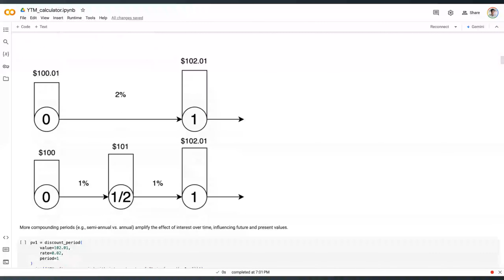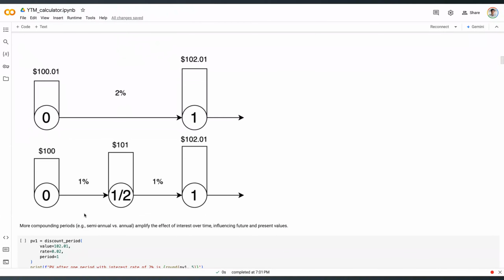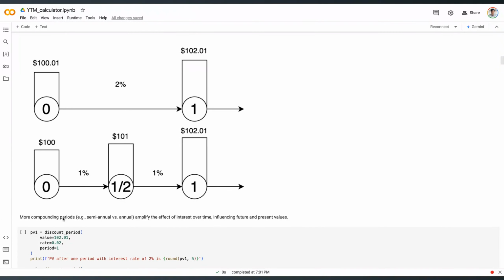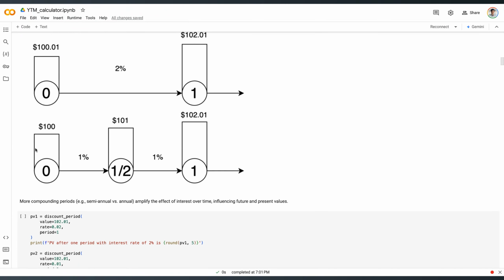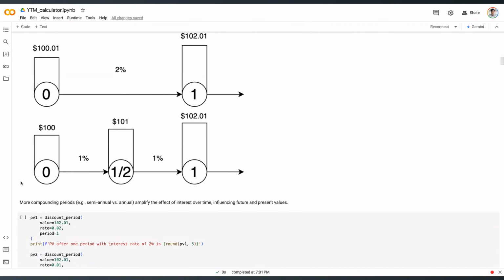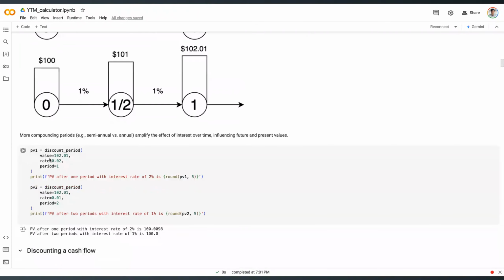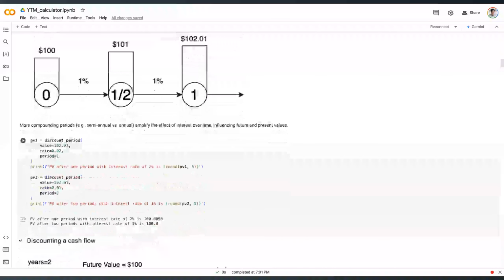By the way, the number of compounding periods matters. In these examples, you have the same annual return of 2%, but the present values are different because the more compounding periods you have, the stronger the effect of interest over time. So the present value in the second case, where we have two compounding periods of 1%, is lower. Be aware of that.